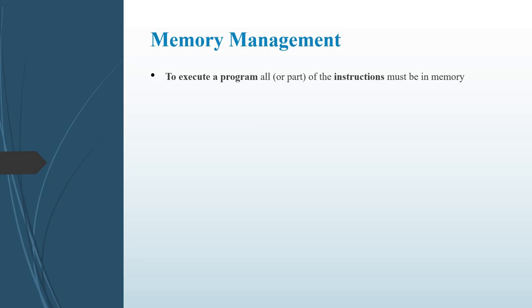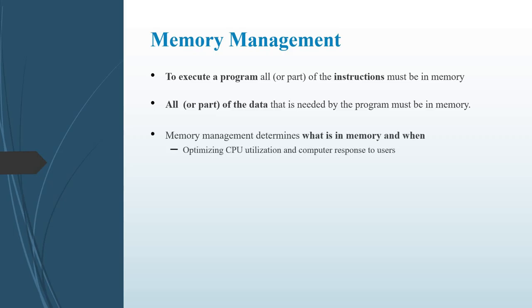Next is memory management. To execute a program, the instructions must be in memory. All the data needed by the program must be in memory. The program has some data, and that data is stored in memory. So memory management first determines what is in memory: what data we have to keep in memory, and when.